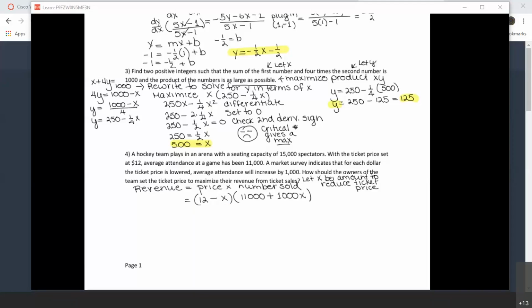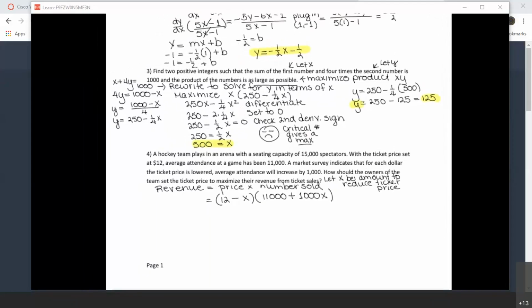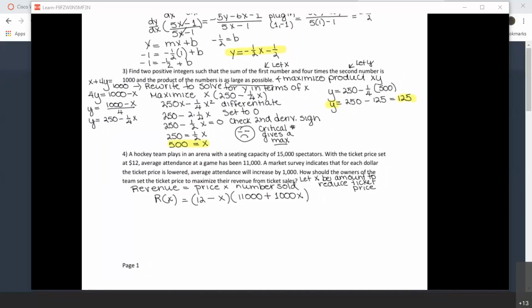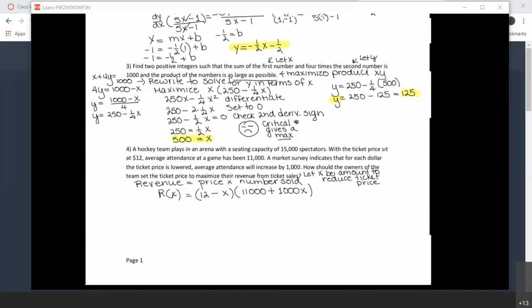Does everybody understand the revenue expression? I'll call it R of X. It's price times number sold, but again, X is how much I'm taking off the ticket price. Anybody have questions on this? Okay. All right, let's do some algebra.